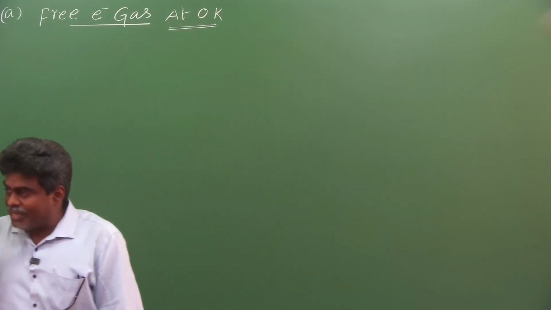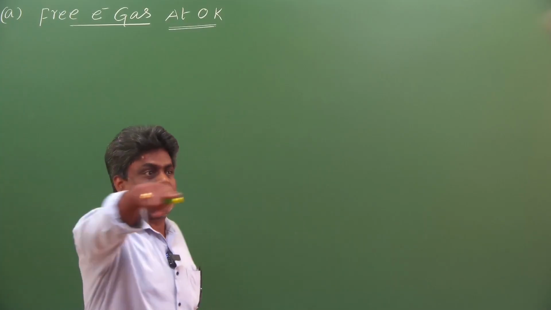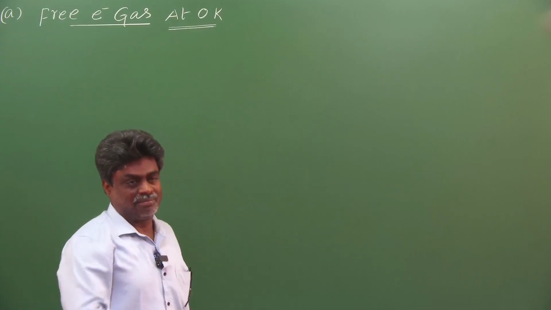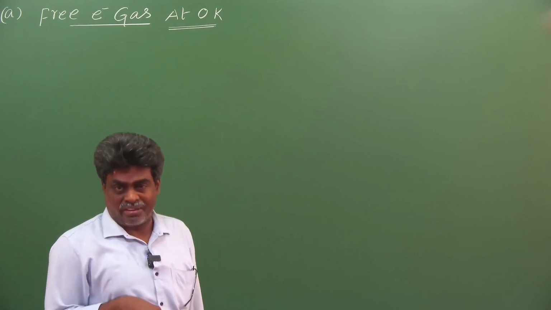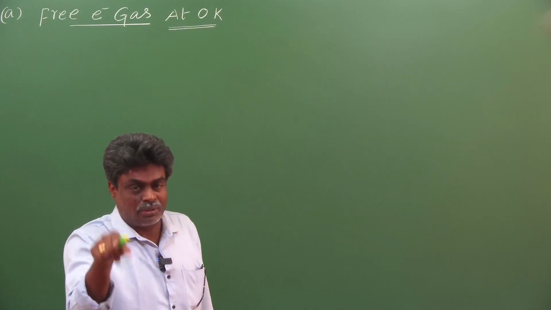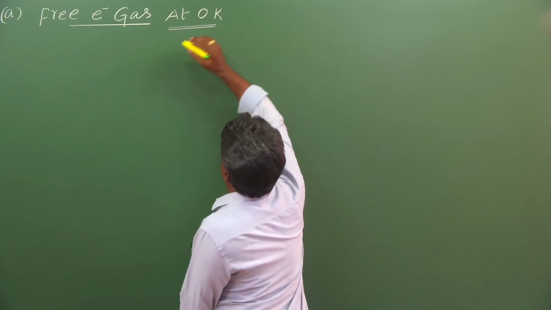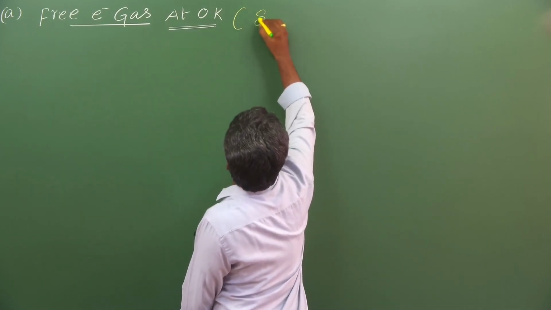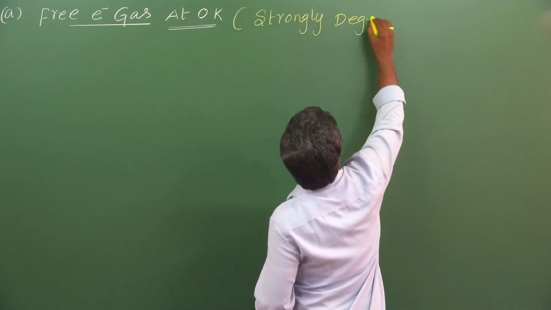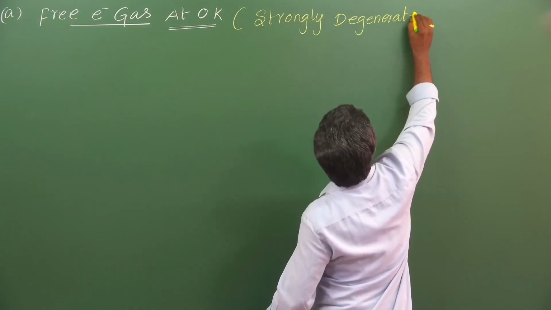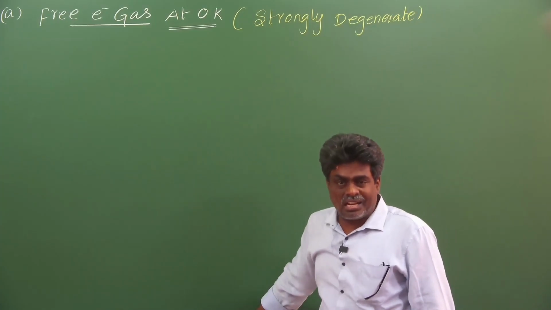Strongly degenerate means what? All the states are completely filled by electrons at t equal to 0 Kelvin. This is possible only when t equals 0. So free electron gas at 0 Kelvin is called strongly degenerate. I hope you understand the terminology. Strongly degenerate means all the states are completely filled. Weakly degenerate, empty states are there.